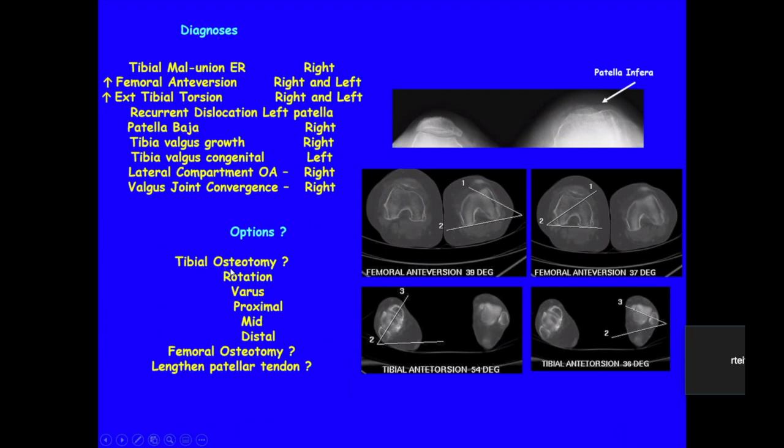We could do osteotomies of the femur. We could lengthen the patellar tendon. We could do an osteotomy of the tibia, either varus or rotation, or proximal, middle, distal. On the axial X-ray, the patella is not seen. It's down distally around the corner, contrasted with the left side, where we can see a trochlear dysplasia. Her femoral anteversion is quite high bilaterally, 39 and 37. Her tibial torsion is 36 and 54, indicating a 20-degree external rotation tibial deformity.